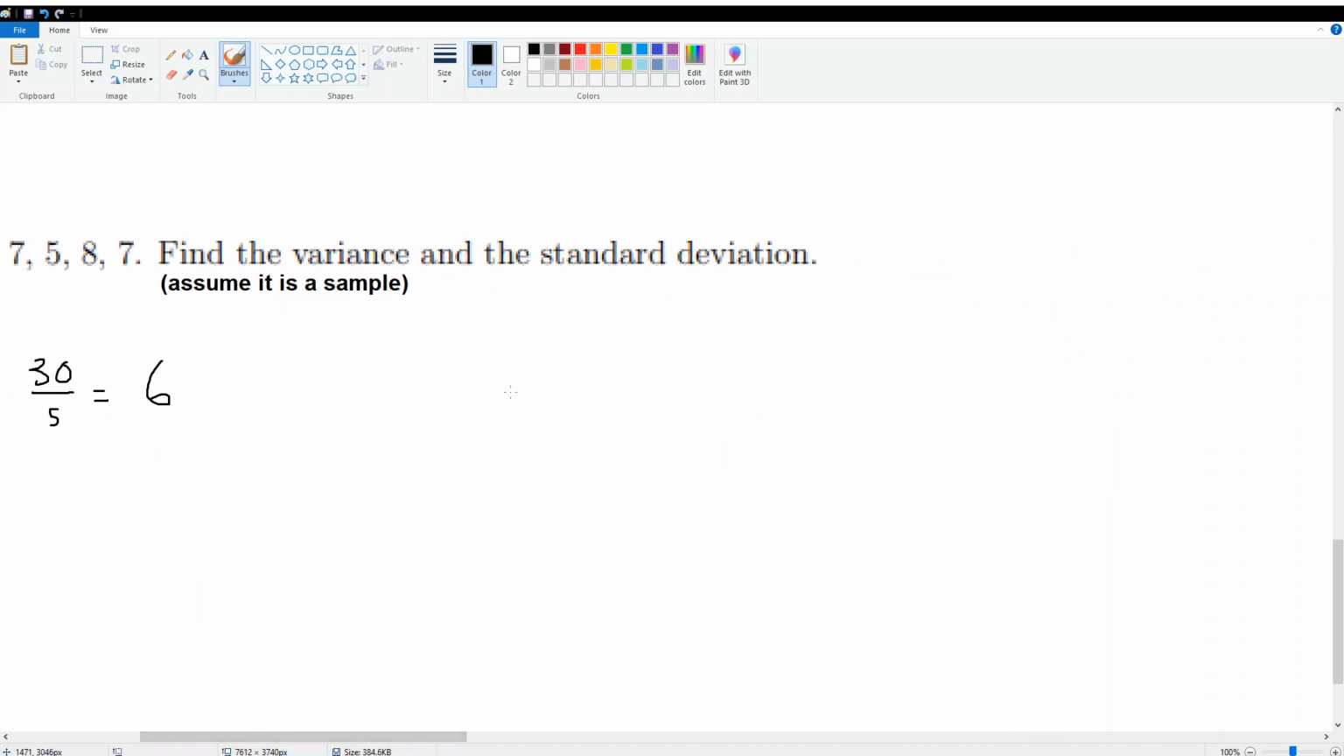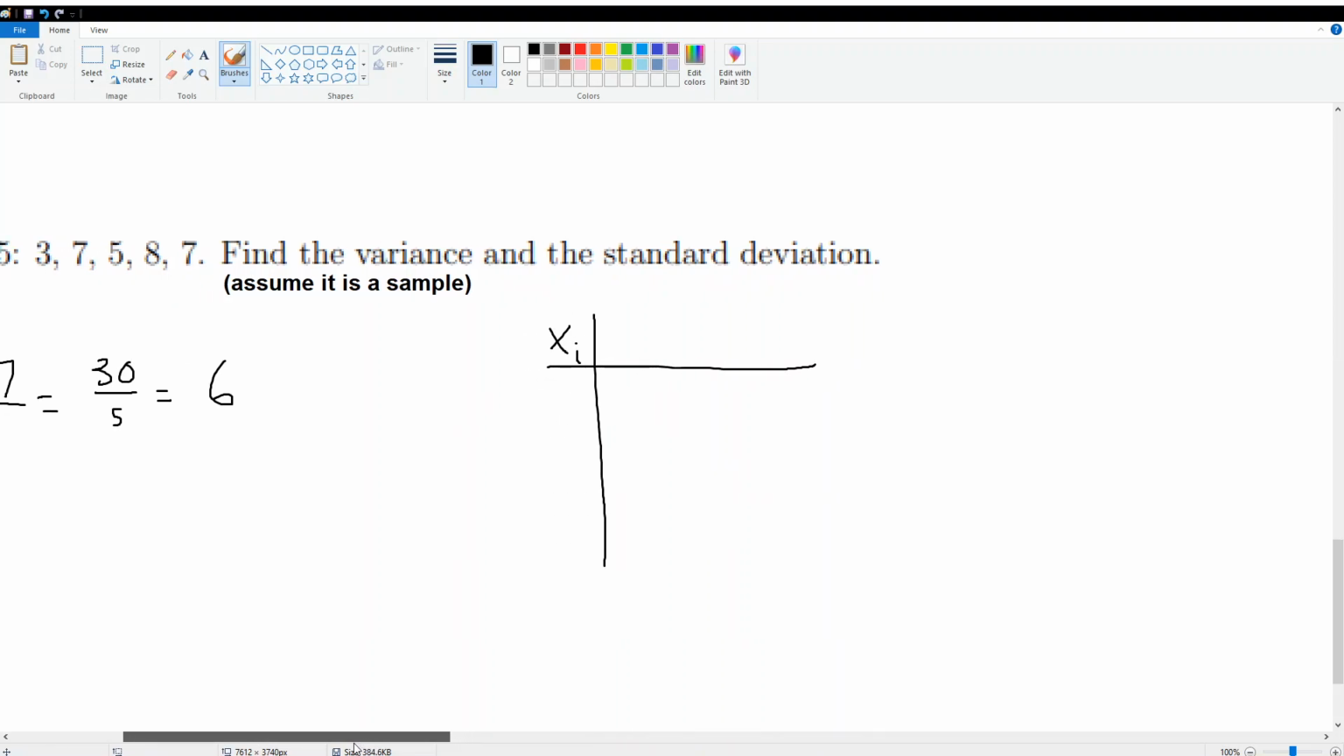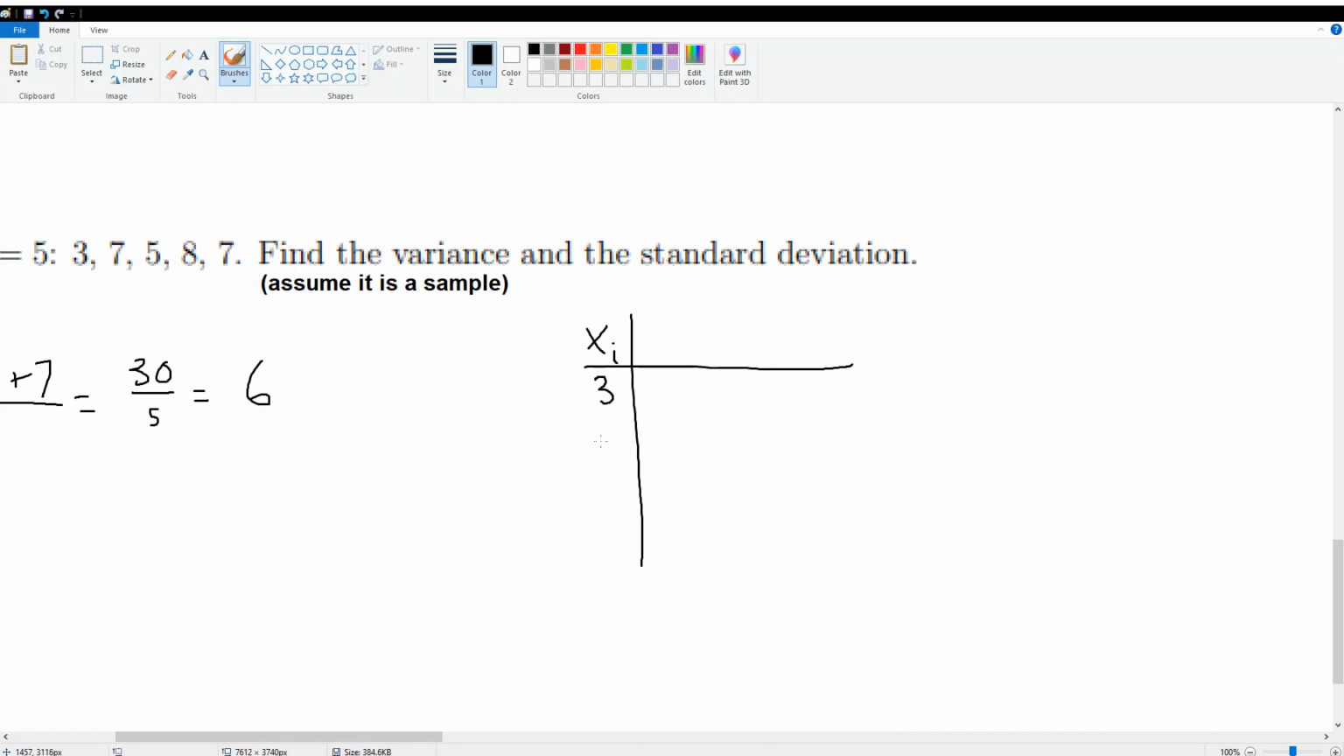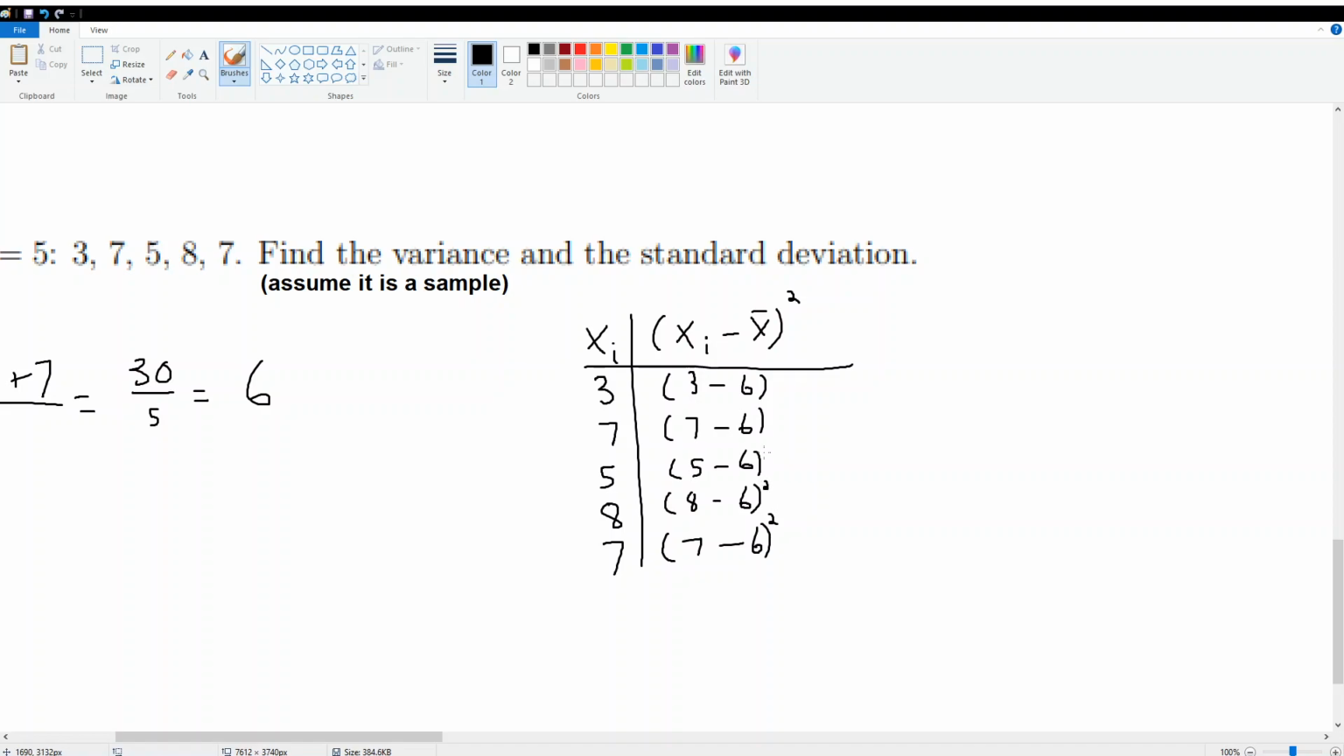Now we can proceed to our table. So first up, we need our data points, which are 3, 7, 5, 8, and 7. We now need to get the squares of the differences. So we're going to have 3 minus 6, 7 minus 6, 5 minus 6, 8 minus 6, and 7 minus 6. These are all squared.